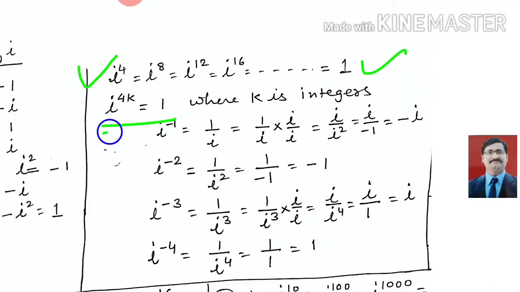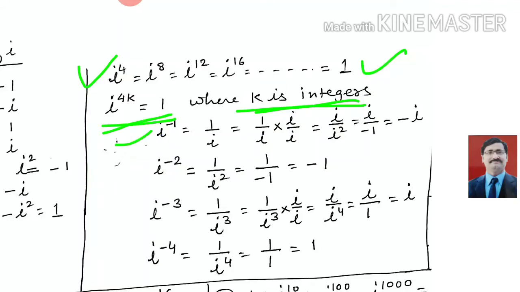Means we can say iota power 4k, that is, iota to a power that is a multiple of 4. If the power is a multiple of 4, then the value will be 1. Here k will be an integer. Integer means, as you already know, plus and minus numbers.